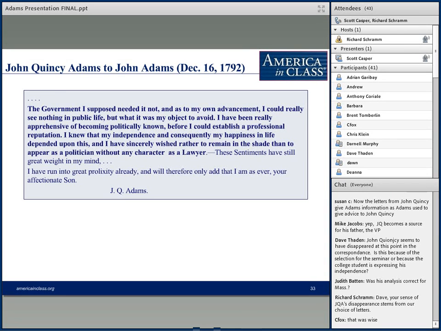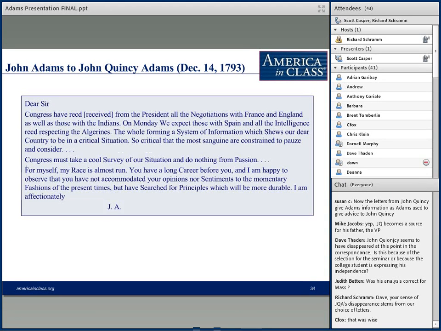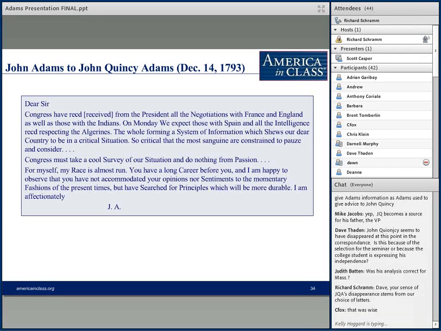The last letter that we want to show you tonight is this one in 1793. John Quincy Adams is now 26 years old. His father is still the Vice President of the United States, and I think this is in some ways a touching letter because of its last paragraph. And so John is writing to John Quincy, Dear Sir, Congress have received from the President all the negotiations with France and England, as well as those with the Indians. On Monday, we expect those with Spain and all the intelligence received respecting the Algerines. In other words, he's talking about international politics here, but look at that last paragraph.